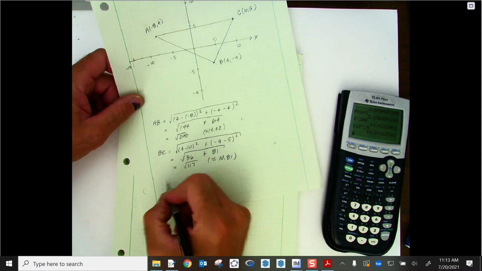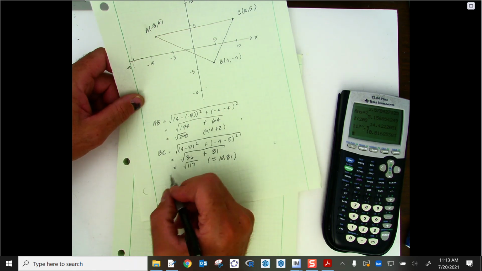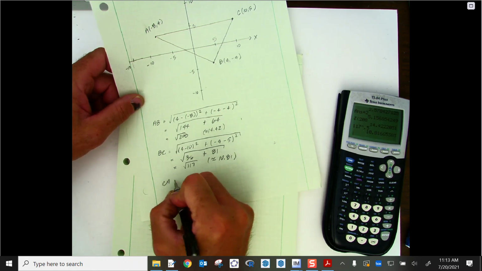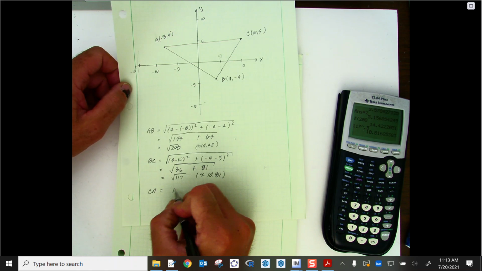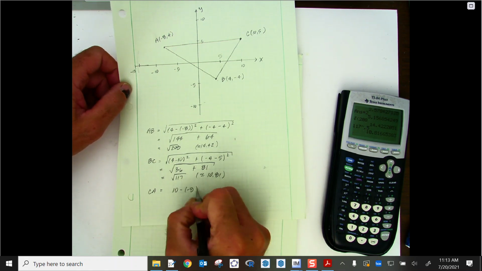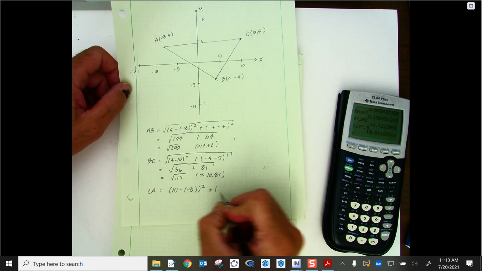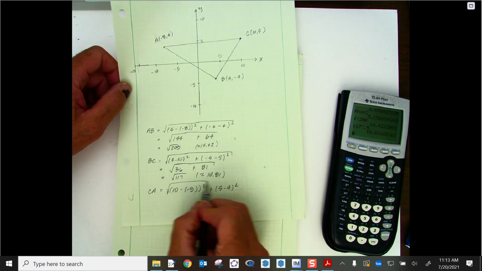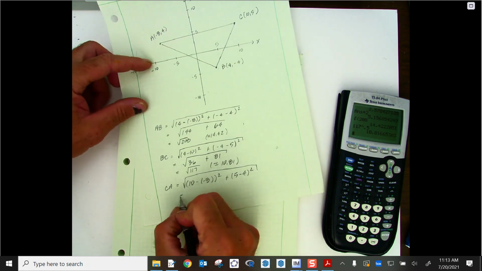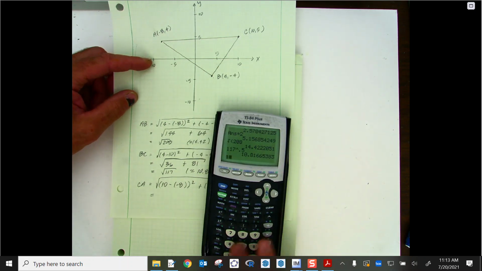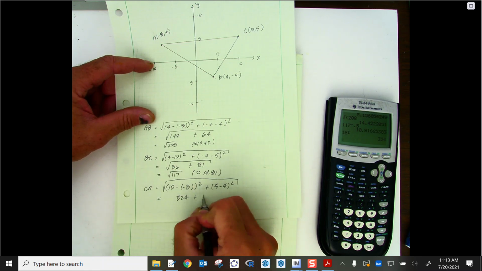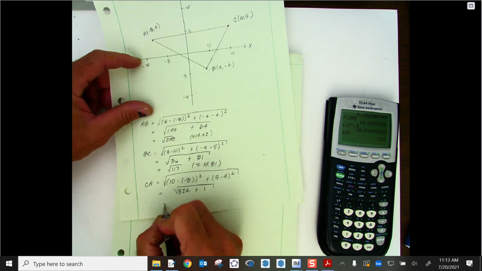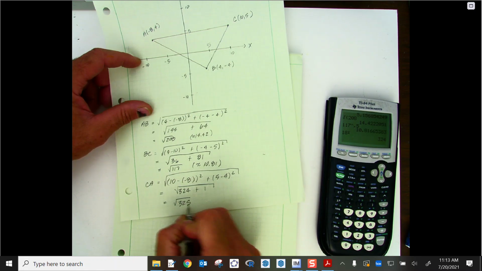And let's see, A, B, B, C. The last one is CA. CA is going to be 10 minus a negative 8 quantity squared plus 5 minus 4 quantity squared, all square rooted. So 10 minus a negative 8, that's 18 squared. What is 18 squared again? 324, plus 1, square rooted, so that's the square root of 325.